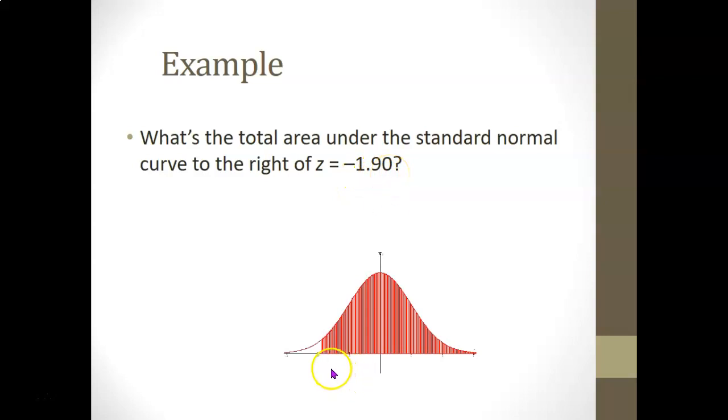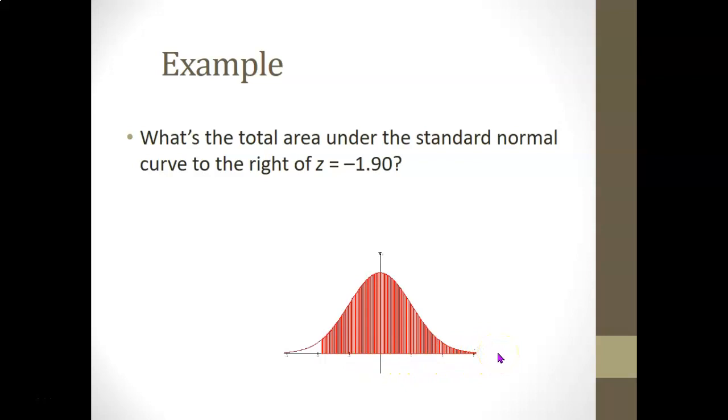So here we're not talking about being between negative 1.90 and some other number. We're talking about being between negative 1.90 and infinity. The z's start at negative 1.90 and then they just keep on going.